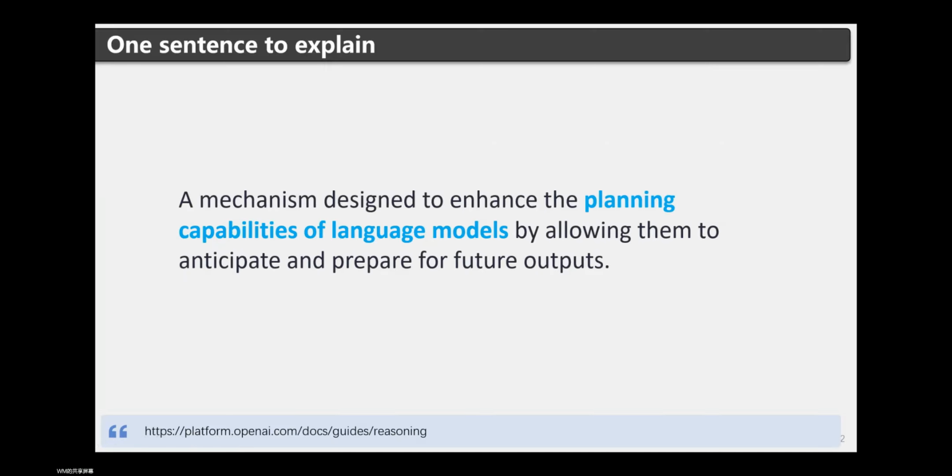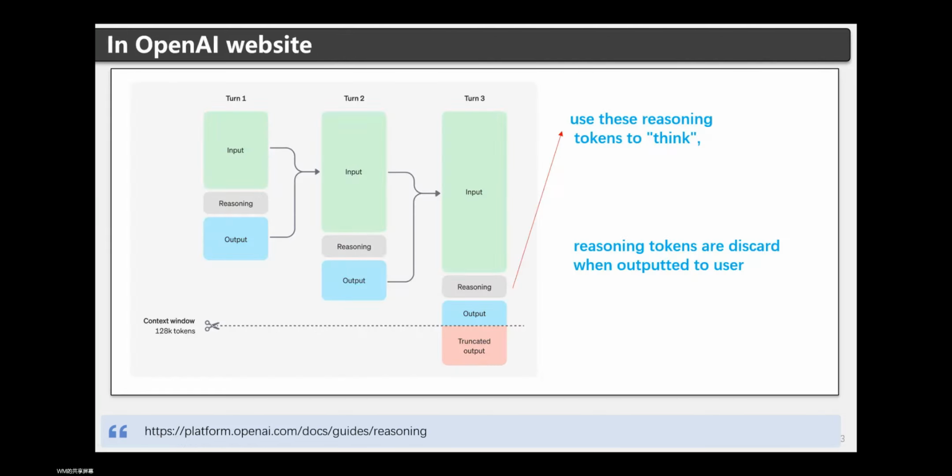One sentence to explain this: the reasoning token is a mechanism designed to enhance the planning capability of language models by allowing them to anticipate and prepare for future outputs. Here is the illustration on the OpenAI website. It illustrates the model inference process with the reasoning tokens under multiple conversation rounds.